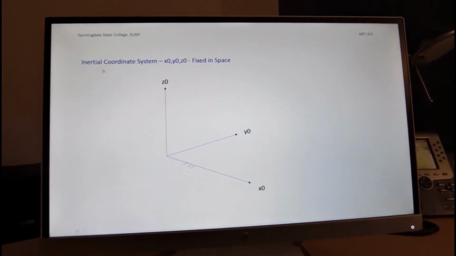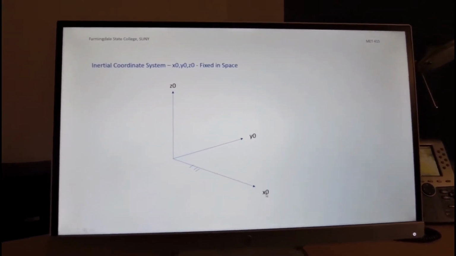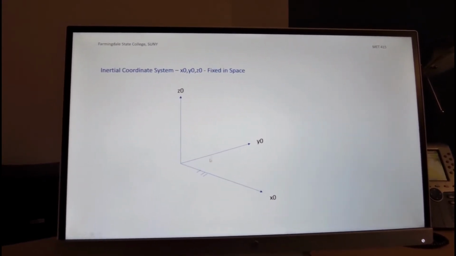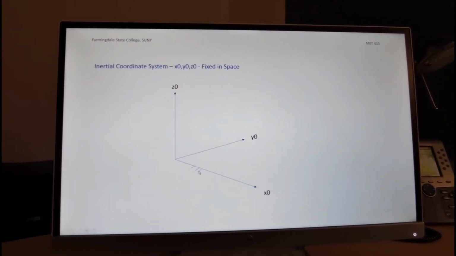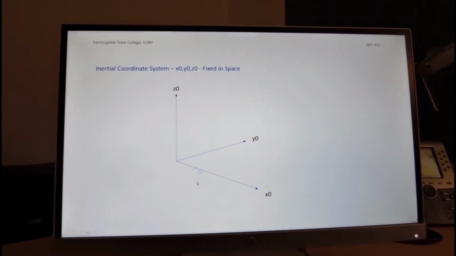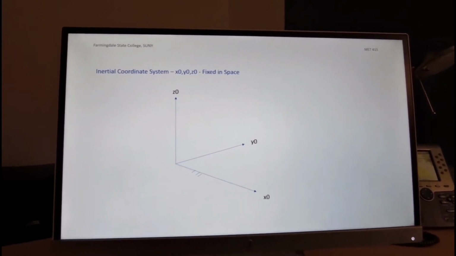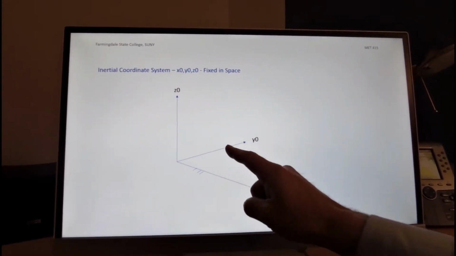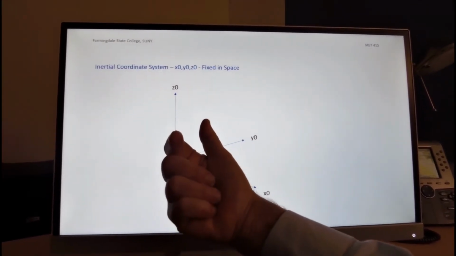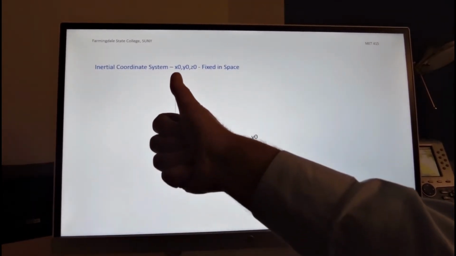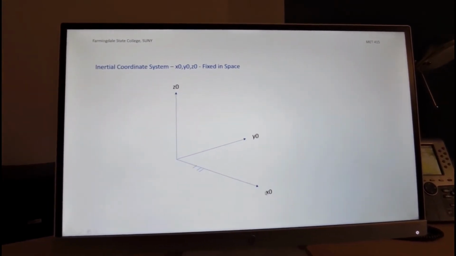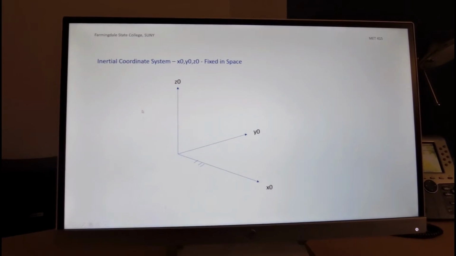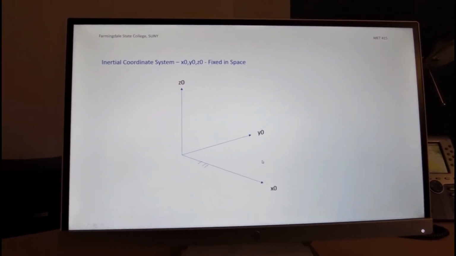The inertial coordinate system, which is designated by x0, y0, and z0, is fixed to the floor. It's not moving at all. It is a Cartesian coordinate system based on a right-hand rule, meaning that if you rotate x towards y, like we rotate a screw, the screw will advance in the z direction. Rotating from x to y will advance a right-hand screw in a z direction. So this is our inertial coordinate system.